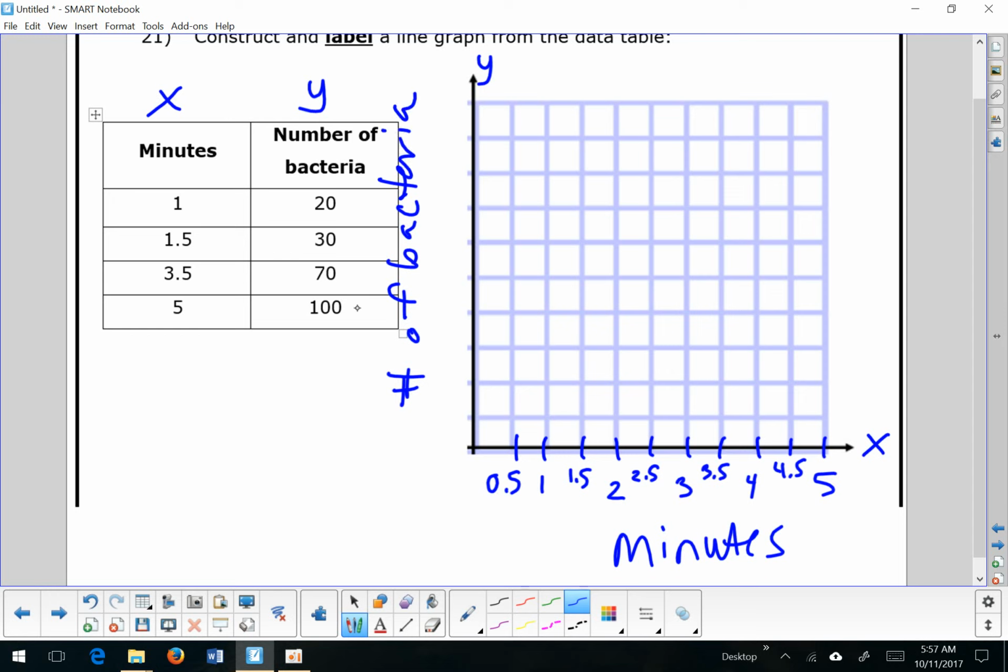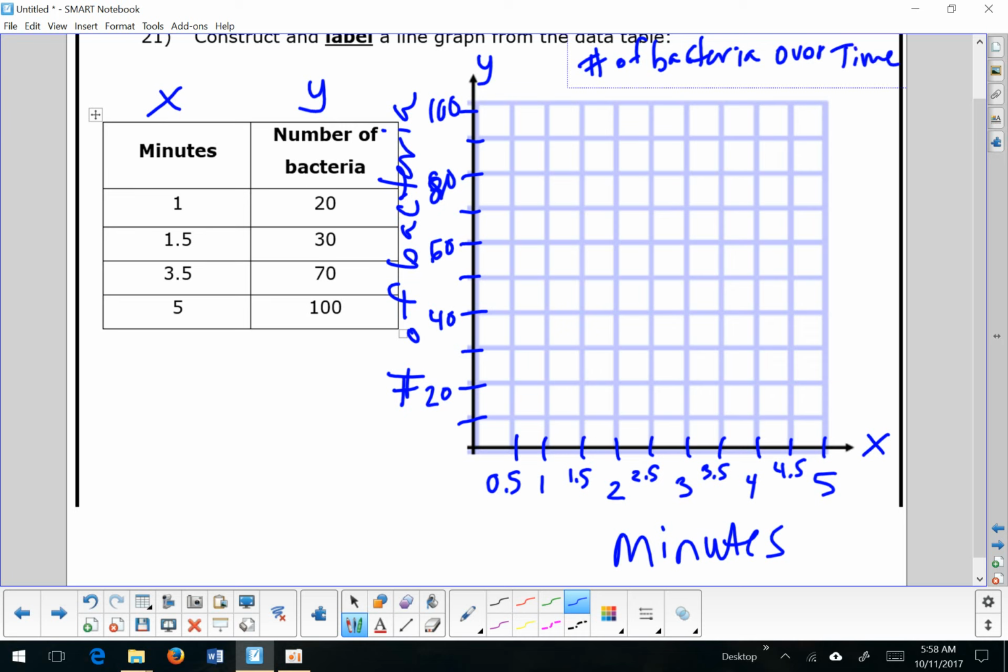And it looks like I need to go all the way up to 100. So 10, 20, 30, 40, 50, 60, 70, 80, 90, 100. Yep, I did a little check there. It looks like going by tens would work. Now I can label all of them, but I don't have to. 10, 20, 30, 40, 50, 60, 70, 80, 90, and 100. So my title would be number of bacteria over time, right? That's what I'm showing here. How many bacteria I have over a certain amount of time.